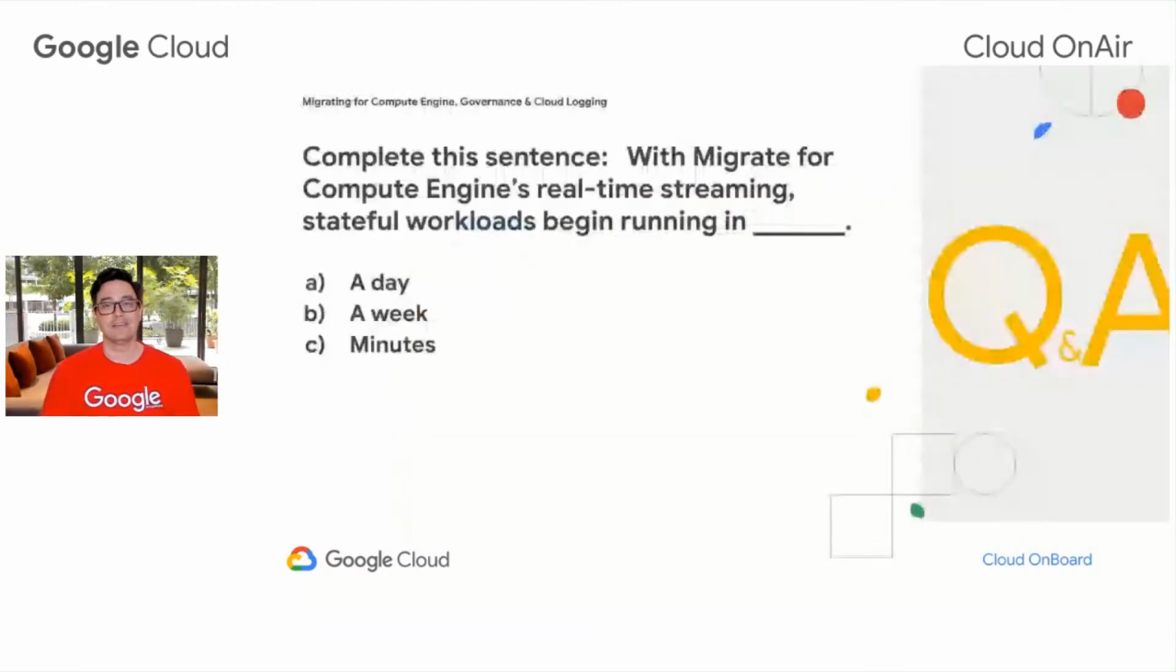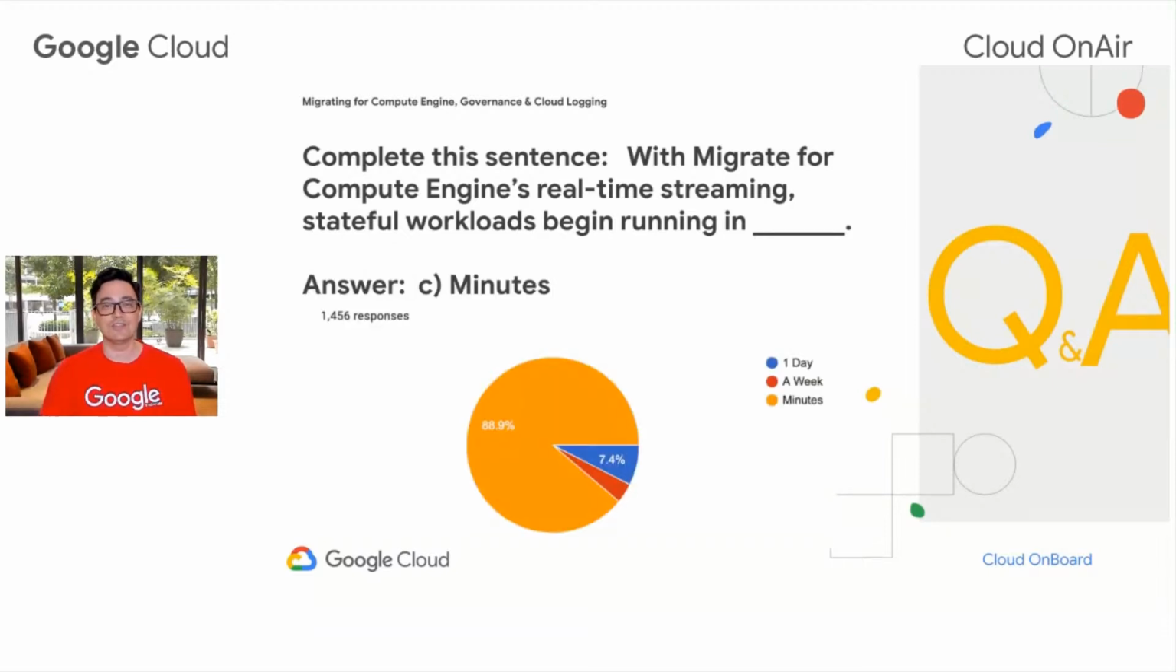First question, complete this sentence. With Migrate for Compute Engine's real-time streaming, stateful workloads begin running in A, a day, B, a week, or C, in just minutes. And the answer is in just minutes. That's right, so this is one of the powers of Migrate for Compute Engine, right? That real-time streaming and being able to take that stateful workload and begin running it in minutes.